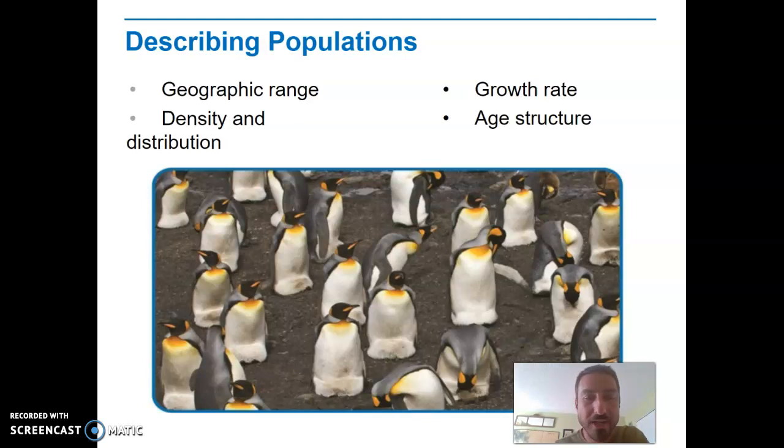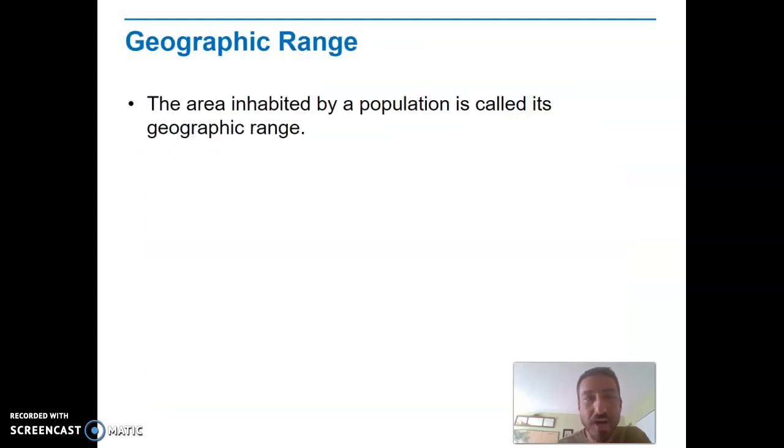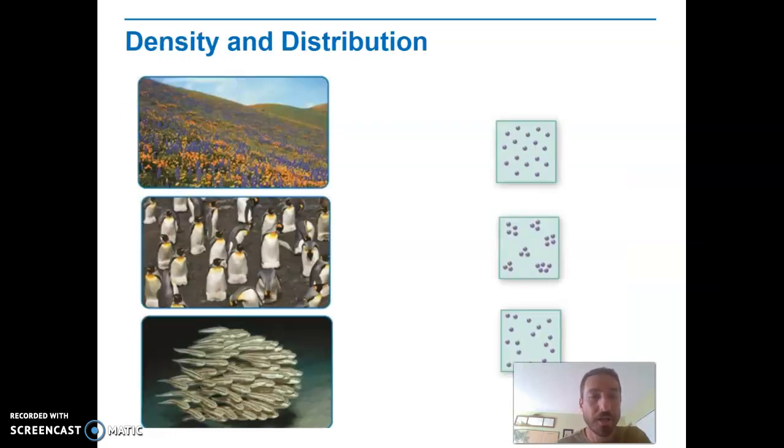Next bullet point, growth rate. Okay, well, how fast is this population changing over the years? Is it growing so fast that it's doubling each year? Or is there a limited number of individuals that tend to be added on each year? Is it starting to cut back in its growth, or is it leveled off at a certain point? Then lastly, age structure. Are they dominated by adults? Are they dominated by youths that are just newly born and have a lower survivorship rate? These are the factors that can be used to describe populations. And the geographic range is the area inhabited by that population.